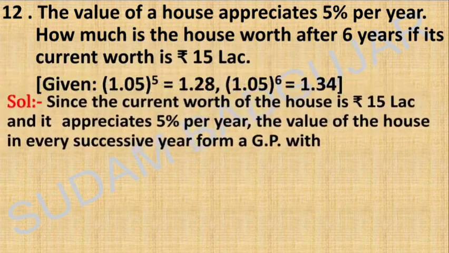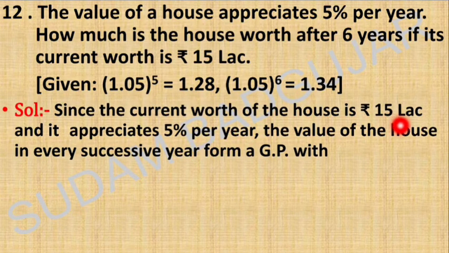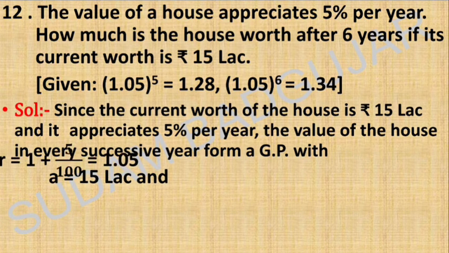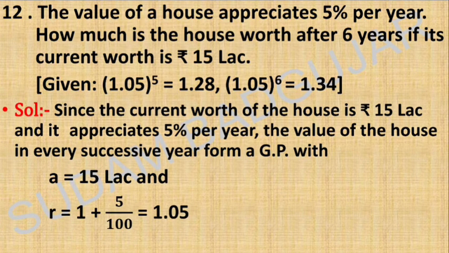The solution is, since the current worth of the house is rupees 15 lakhs and it appreciates 5% per year, the value of the house in every successive year forms a GP. Means here A is equal to 15 lakhs and R is equal to 1 plus 5%, not 5% only. Suppose the starting value is 100 rupees and there is a 5% increase, then after 10 years how much will it be? Suppose in the first year it will be 105, in the second year 5% on 105.